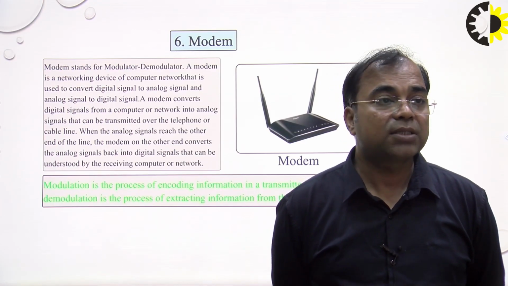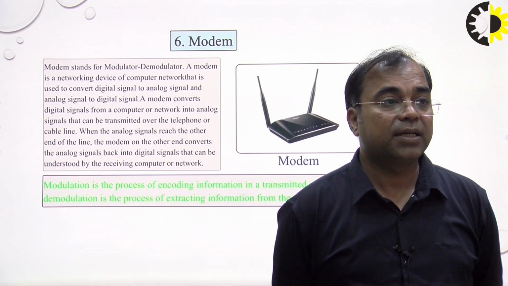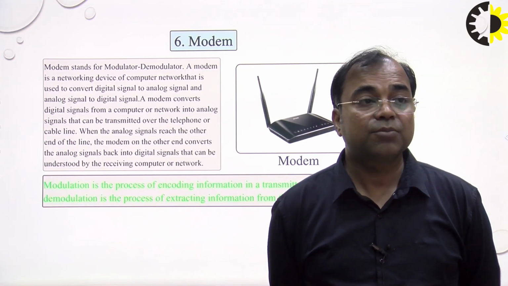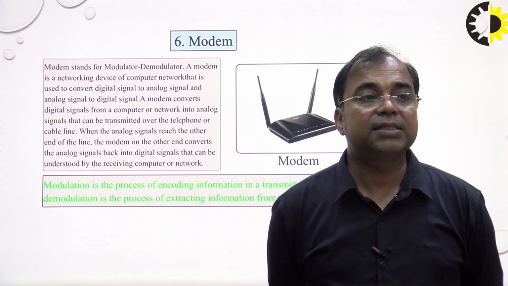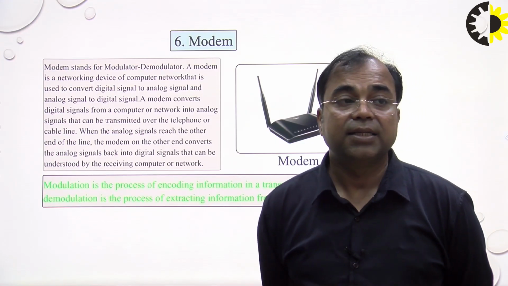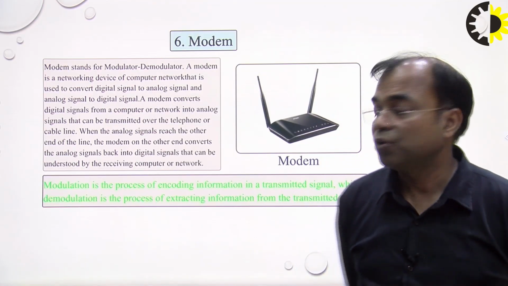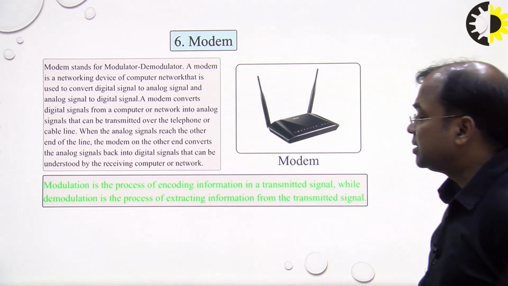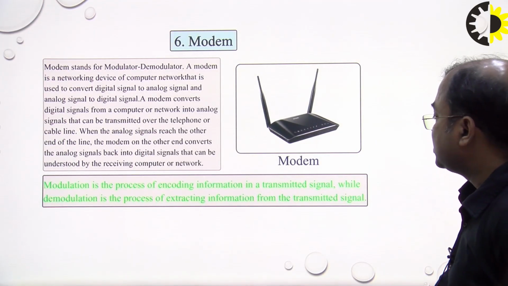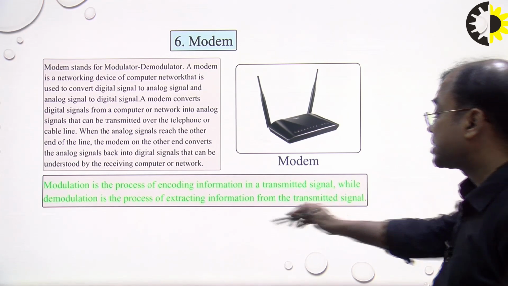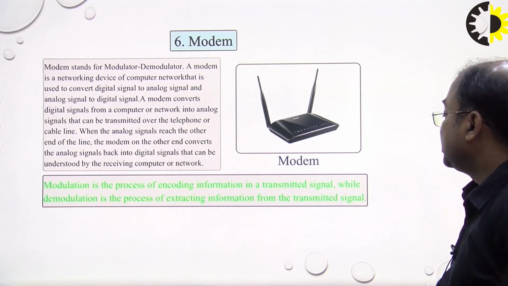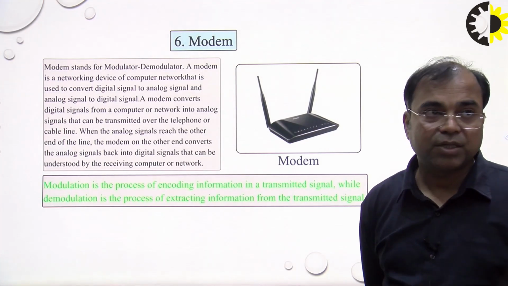When the analog signals reach the other end of the line, the modem on the other end converts the analog signals back to digital signals, so that the receiving computer can understand them. So we can say modulation is the process of encoding information in transmitted signals, while demodulation is the process of extracting information from the transmitted signal. This is the work of a modem.